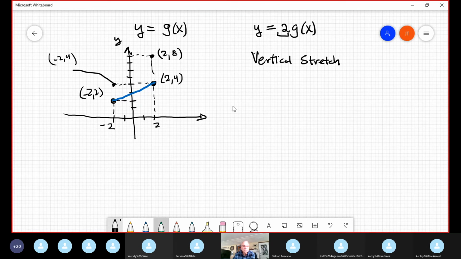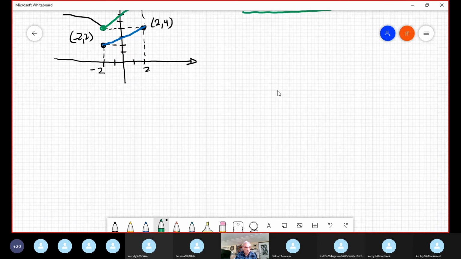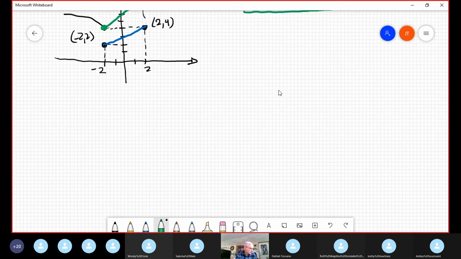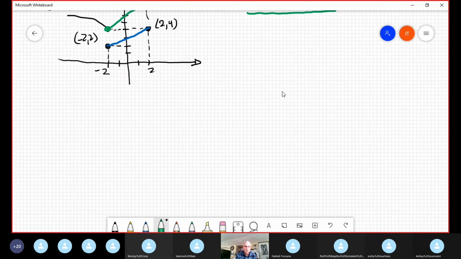Okay, now for my transformation, let me use another color, green. It looks like that. Do you understand this or no? So actually, we are doing only one transformation, only one transformation, that was a vertical stretch. Do you understand or no? This is a typical Desmos problem. Let's do another, okay? It involves only one transformation, guys.